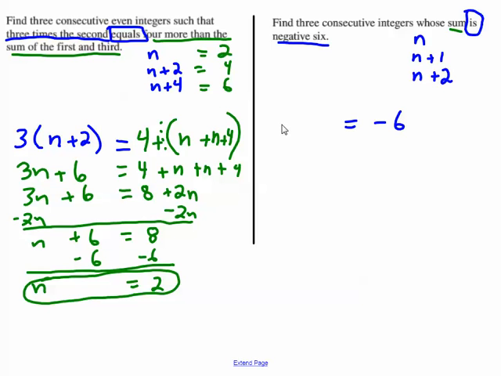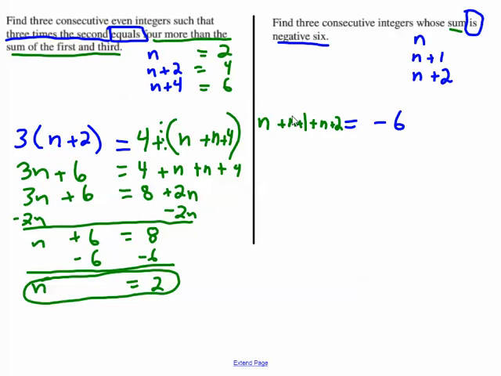So sum would be this plus that plus. I'm going to put 2 spots here because we've got three consecutive integers whose sum, the sum of that one and that one and that one. So I've got n, n plus 1, I've got n plus 2, equals -6. Find three consecutive integers, here they are, whose sum, that one plus that one plus that one, is -6. Alright, well now let's just solve.